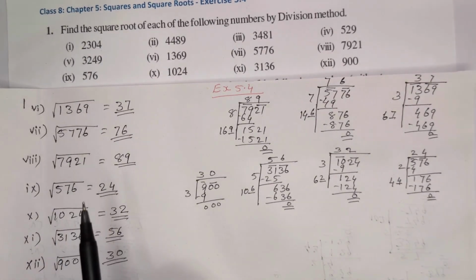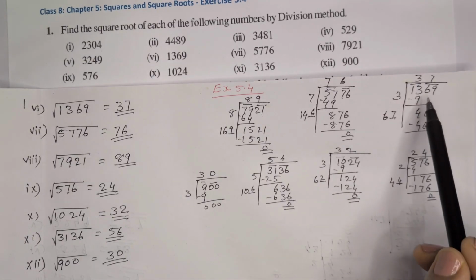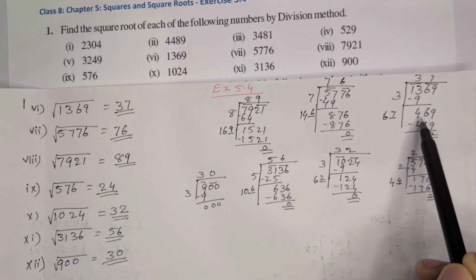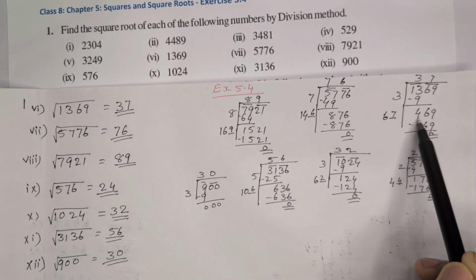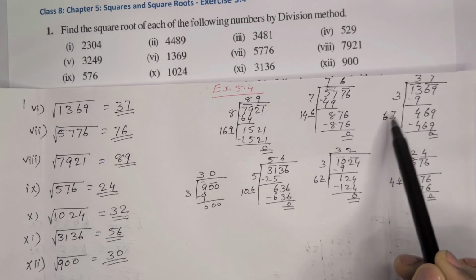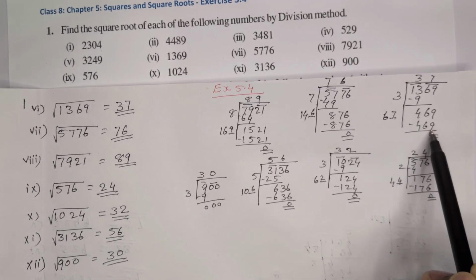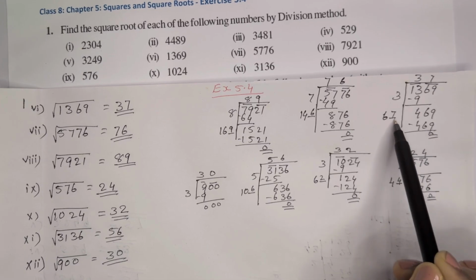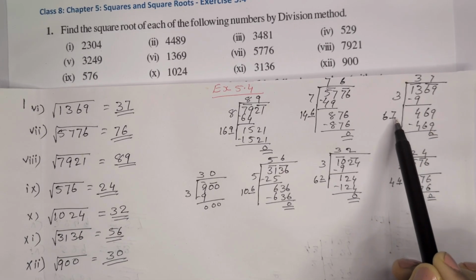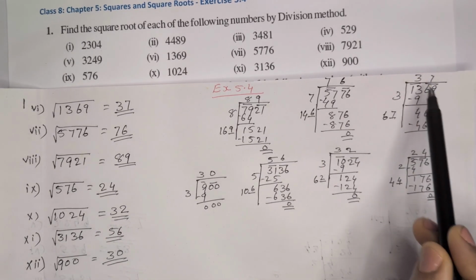Here 1369. Grouping as 13 and 69. Below 13, 9 is the perfect square. So 3 into 3, 9. Remainder 4. Next group 69. 469. Double this 3, that means 6, or 3 plus 3, 6. Then find the digit such that the unit place is 9. So 7. 7 square, 49, so unit place 9. So 67 here and here 37. So the square root is 37.